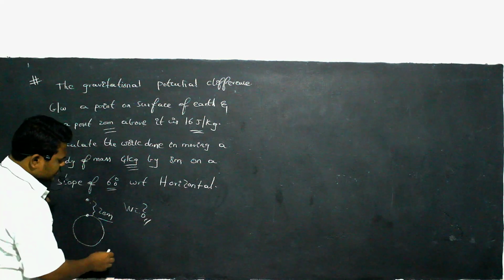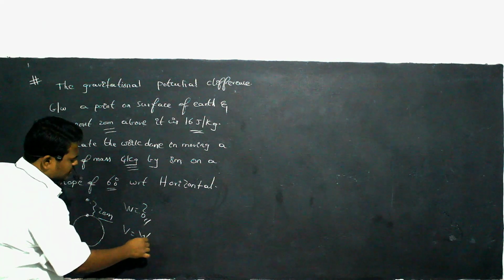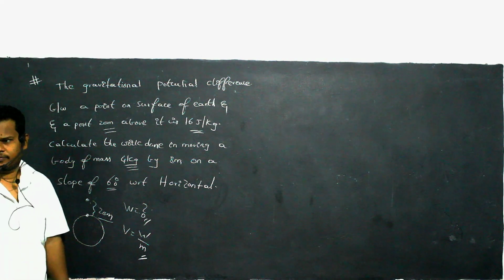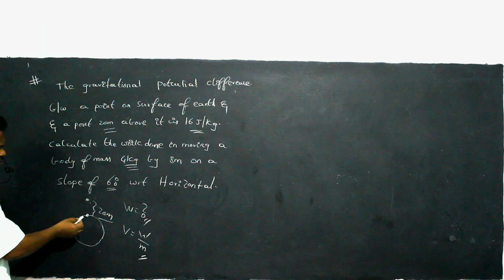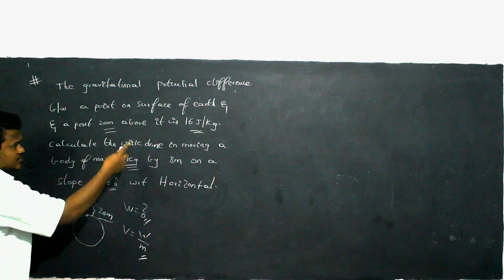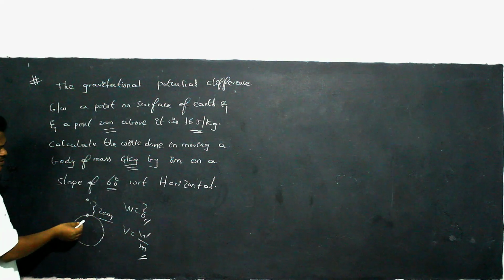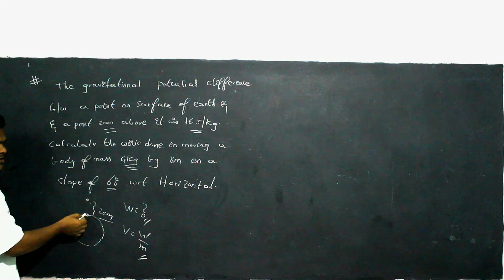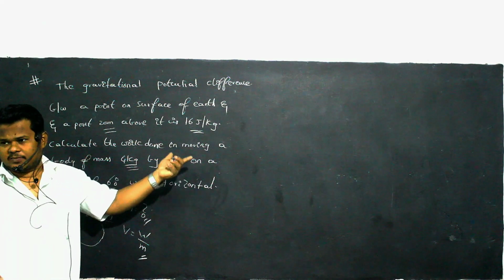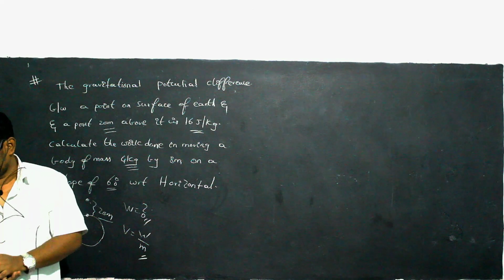What is meant by potential difference? Work done to lift a unit mass. That is called potential difference. It means that from this point, if I want to take 1 kg mass from here to here, then how much work do I have to do? 16 joules of work. That is meant by 16 joules per 1 kg.